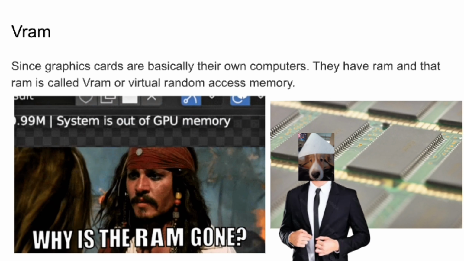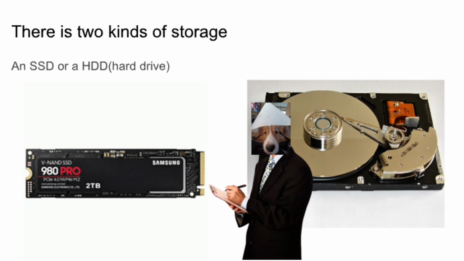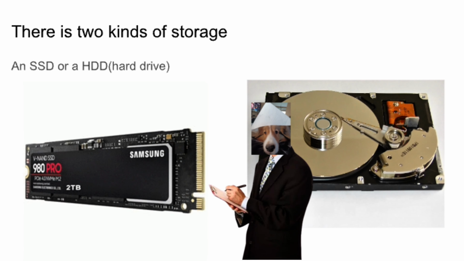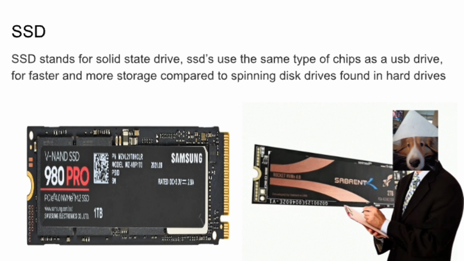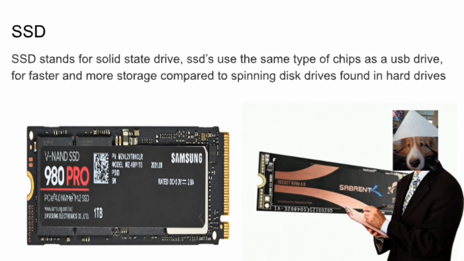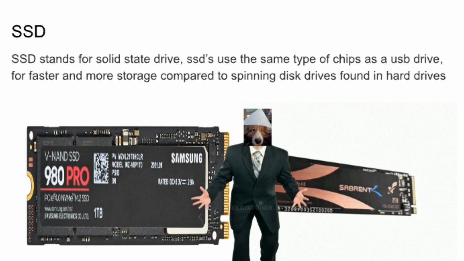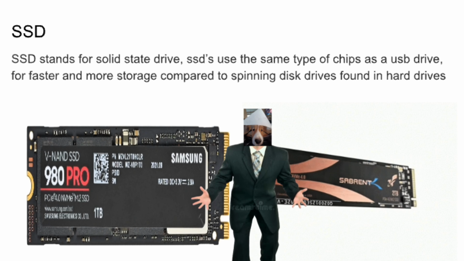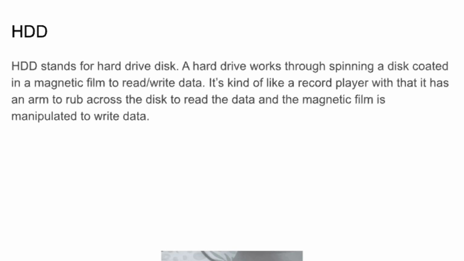Chapter 5. The storage. There's two kinds of storage, an SSD or HDD hard drive. SSD stands for solid state drive. SSDs use the same type of chip as a USB drive for faster and more storage compared to the spinning disks found in hard drives.